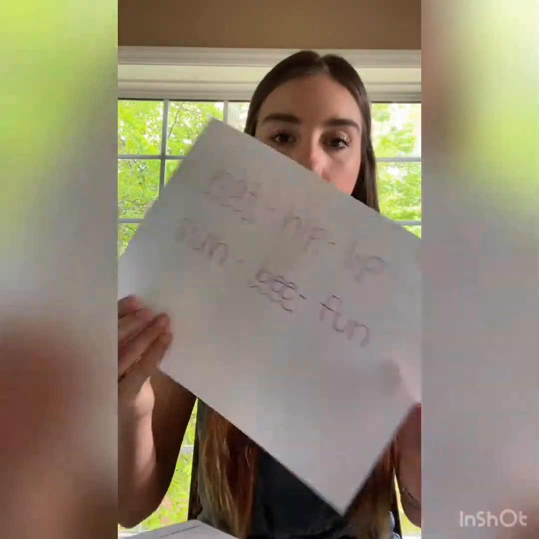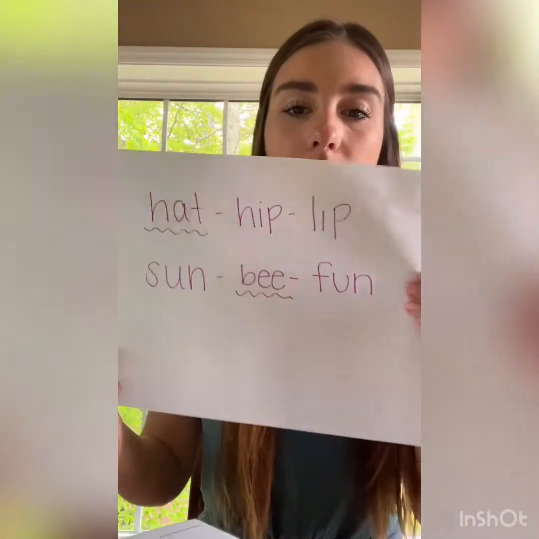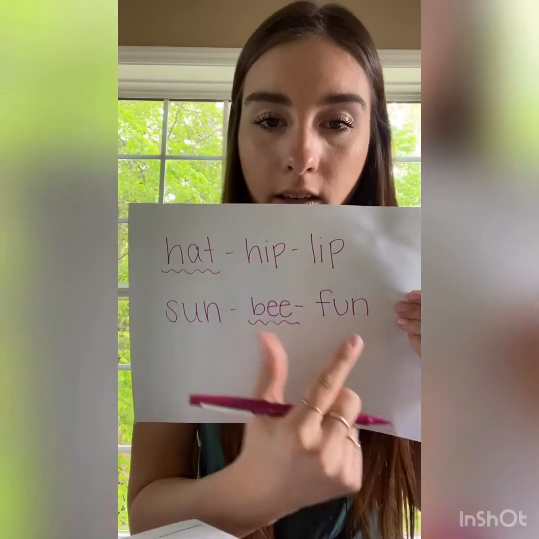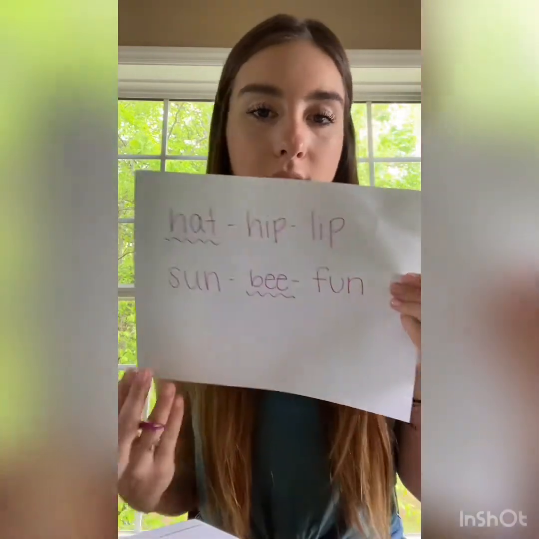Alrighty, our next set of words that we have is sun, bee, and fun. Those 3 words are sun, bee, fun. I want you to decide which one does not rhyme. Alrighty, and the word that does not rhyme is bee. So sun and fun, they rhyme, and bee does not.